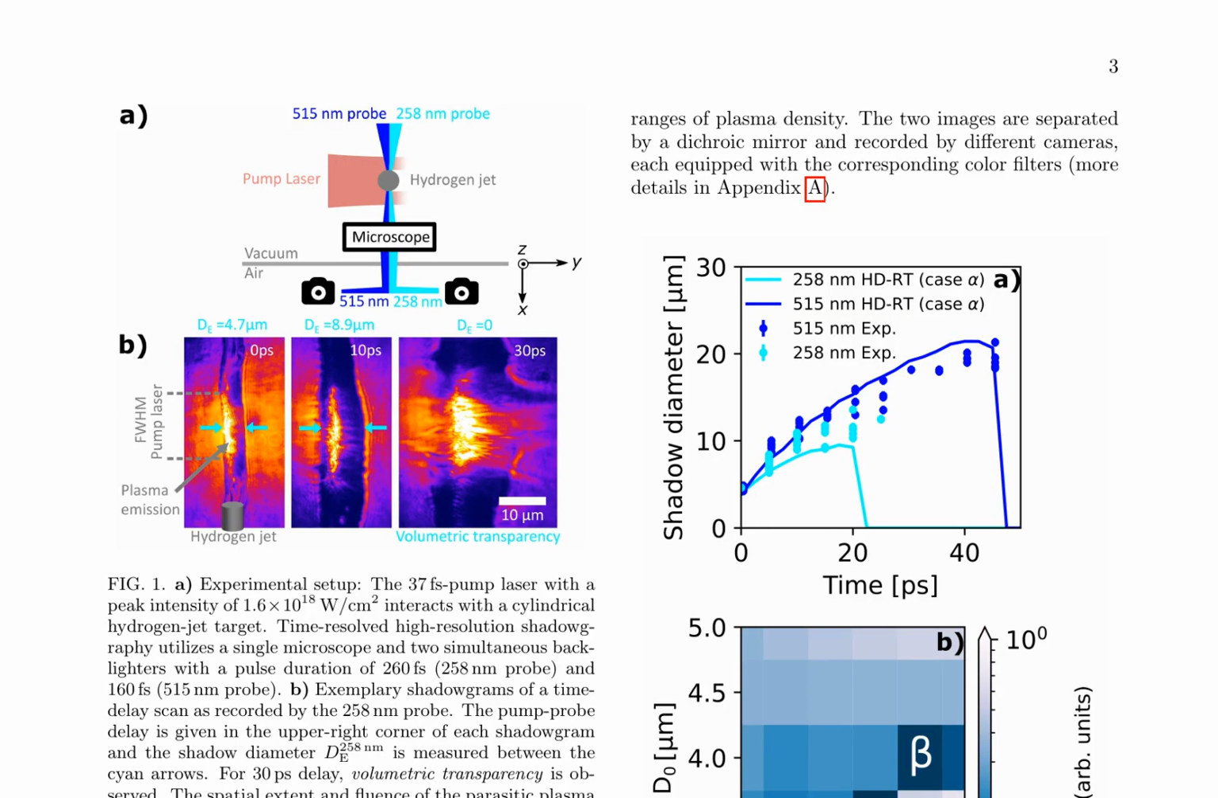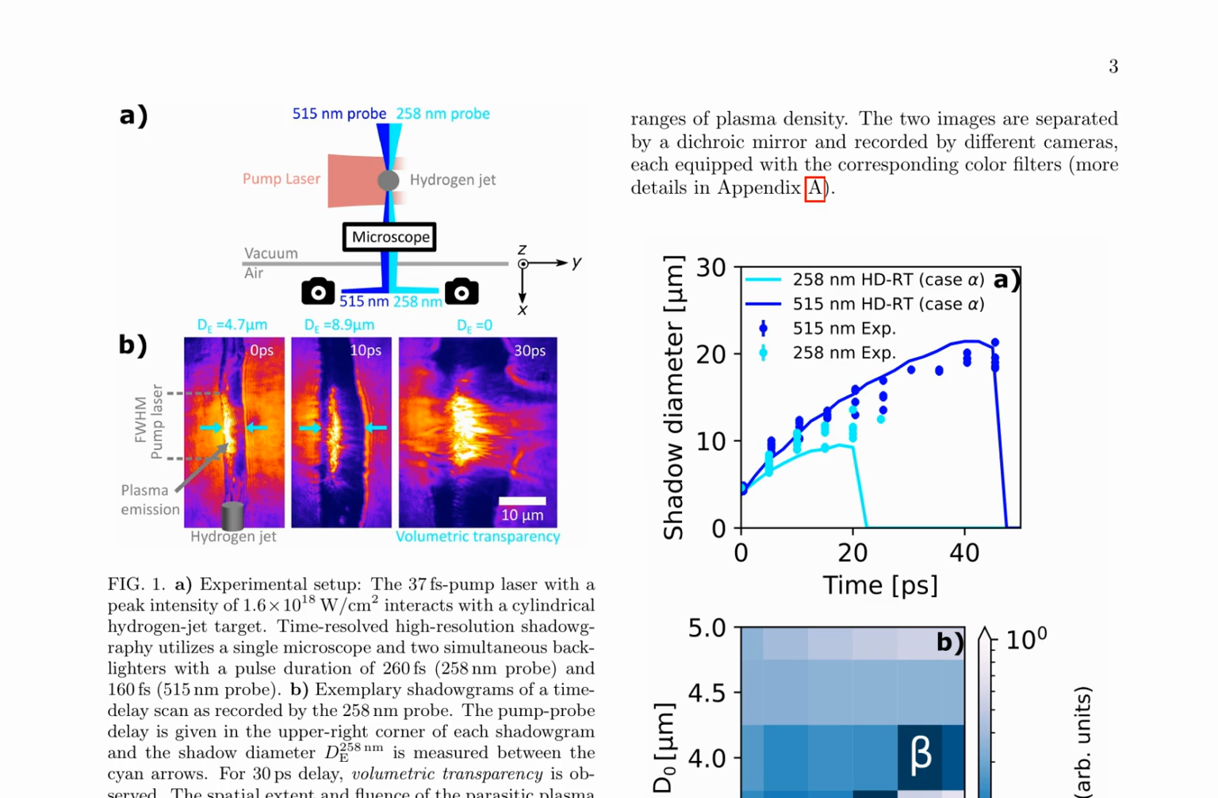Here is a combined summary of pages 3 and 4 of the research paper. The experimental setup involves a 37 fs pump laser interacting with a cylindrical hydrogen jet target, with time-resolved high-resolution shadowgraphy utilizing a single microscope and 2 simultaneous backlighters. The pump-probe delay is variable, with a temporal resolution of 175 fs. The experimental data is blurred by the pulse duration, and dispersion effects in the beam path cause a fixed delay of 4.6 ps between both probe laser pulses.